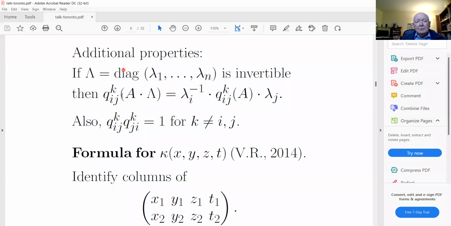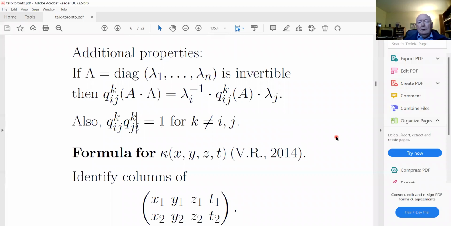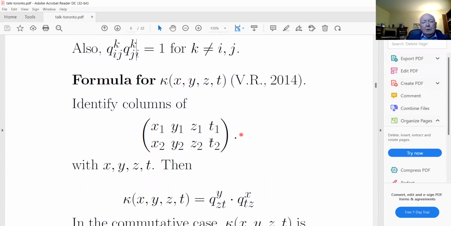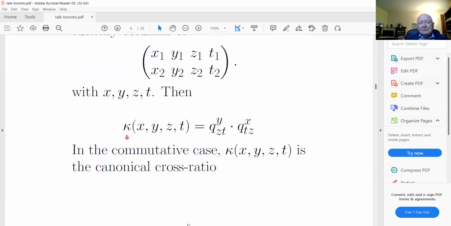Now, there are additional properties of these quasi-Plücker coordinates. What's important is that Qijk is inverse to Qjik, and we will use this. And now I can produce the formula for the cross-ratio. So I have 4 columns, or 4 vectors, and here is the formula for this non-commutative cross-ratio. And if you specialize this in the commutative case, you will have the canonical cross-ratio.